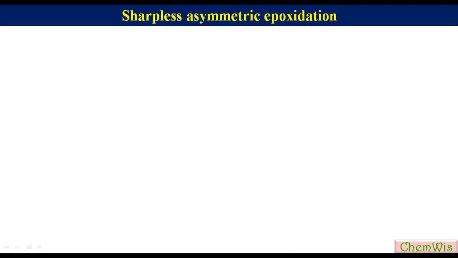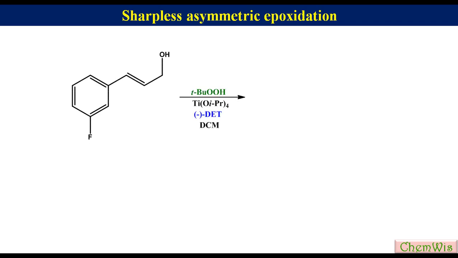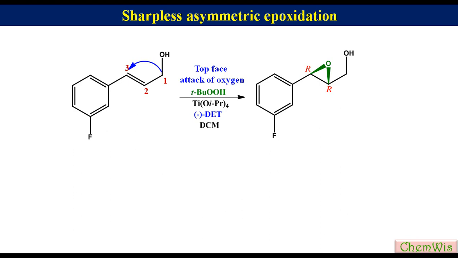Let's take one more example. Here, we need to draw the structure of major enantiomer formed during this reaction. Repeat the steps as earlier. Label the allylic system starting from the allylic carbon as 1, 2 and 3. Draw an arrow from 1 to 3. Since the direction of arrow is anti-clockwise and DET is minus, addition of oxygen will be from the top face to give RR epoxide as the major enantiomer.